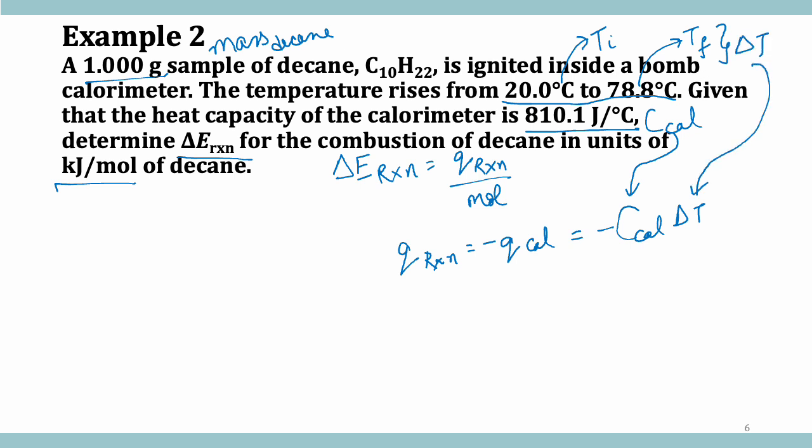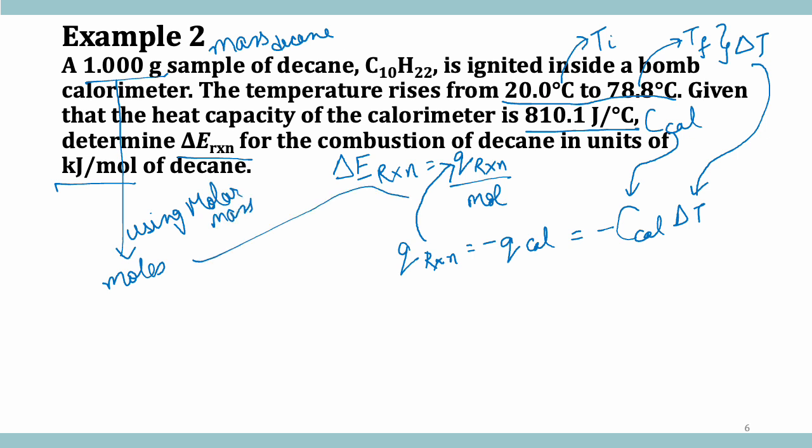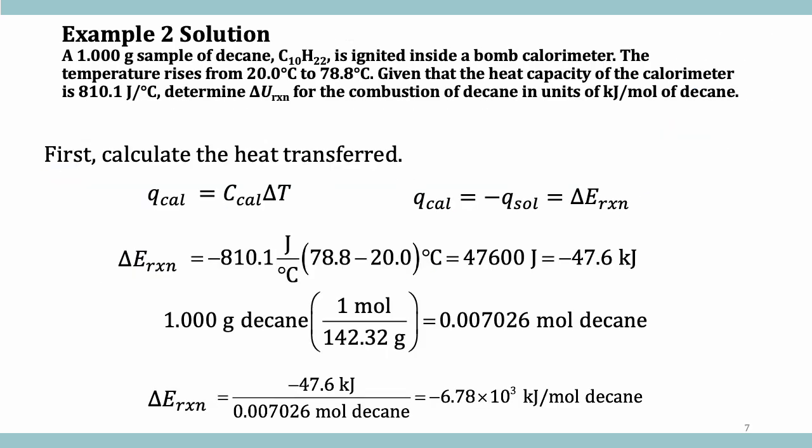From this I can find Q of reaction. Q of reaction goes in this formula, and mass can be converted into moles using molar mass. And once we have moles, that will go here and we can get our delta E of reaction. So it's the same approach as shown, negative 47.6, find the moles, divide, get the ratio, that is our kilojoules per mole.